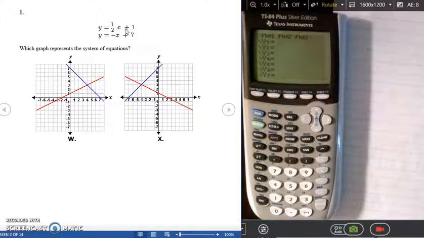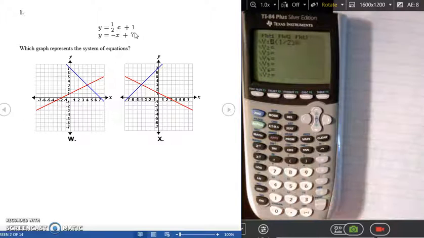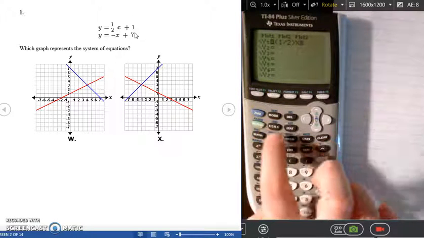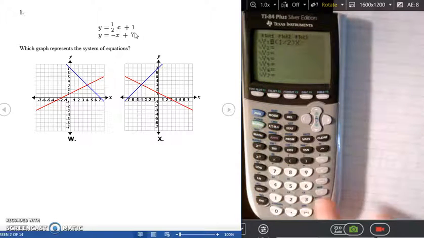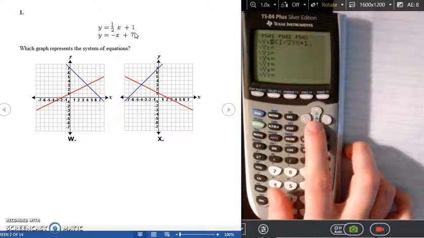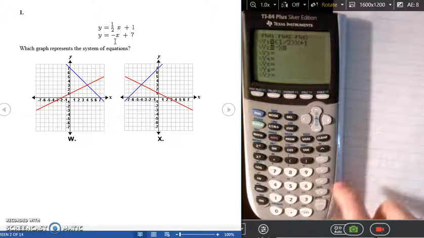So that the calculator knows for sure that 1/2 is a fraction, I'm going to put it in parentheses, so 1 divided by 2 in parentheses. And then I press X, which is this button right here beside the green alpha button. And then I press 1. Then I scroll down, and now I'm going to put in negative x for the second equation, right here at y2. Make sure that you use the negative button and not the minus button, because the calculator isn't smart enough to know the difference. So I'm going to press negative x plus 7.